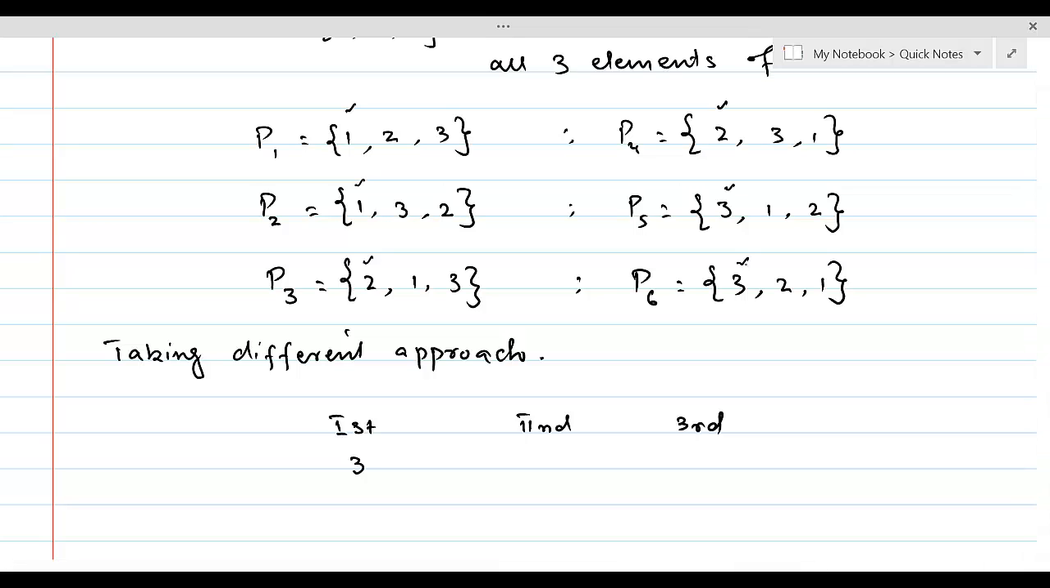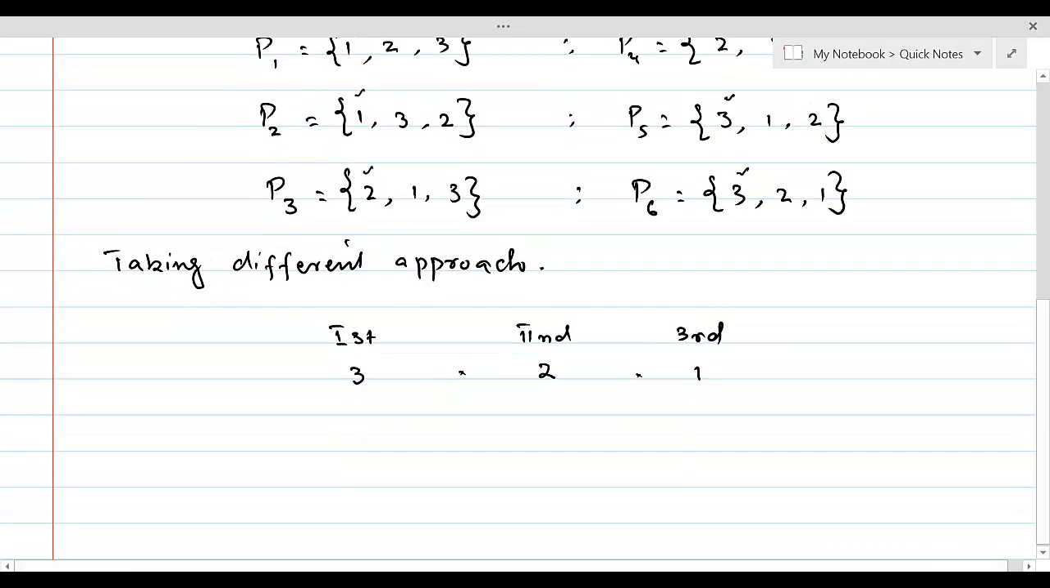Once the first position is filled, how many choices do we have to fill up the second position? Because one element is already used, which is not going to be repeated, we have only 2 choices, 2 elements left to fill up the second position. Once the first and second positions are filled, how many elements are available to fill the third position? If we want to keep all elements distinct, then the third position will have only 1 leftover element, which will fill the third position.